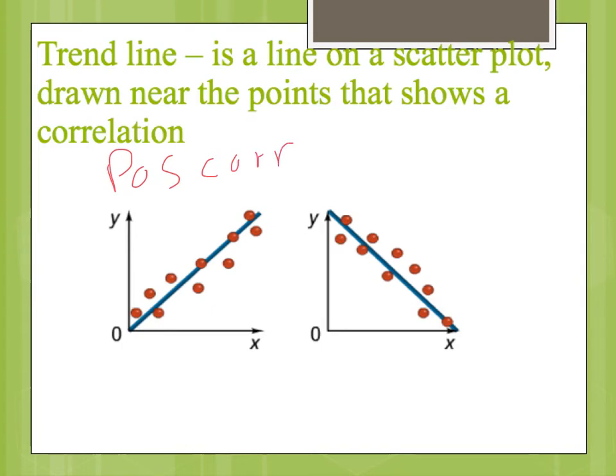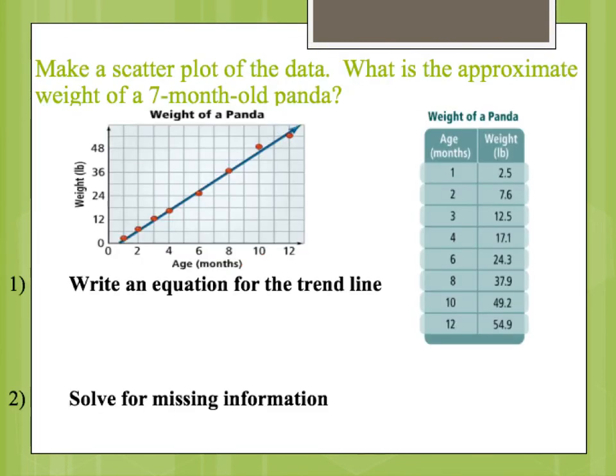You want to try to draw your line so that it's kind of in the middle of all the points. So this is kind of in the middle of all the points. And my second one would be a negative correlation because as x increases, y decreases. And again, you want to draw it so it's in the middle. We're not going to be doing a lot of drawing the lines ourselves because when you do that, you could get so many different answers for the equation. But this could be a type of problem that I would give you.